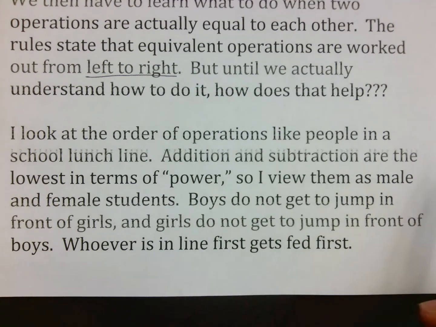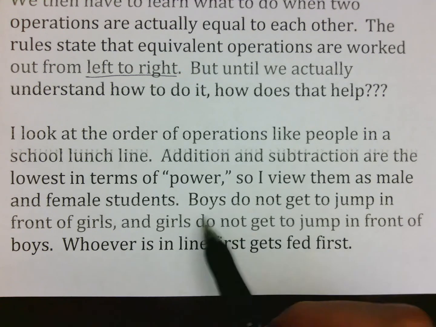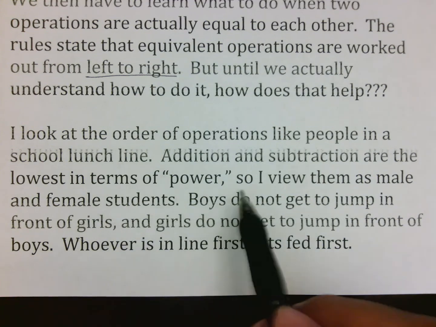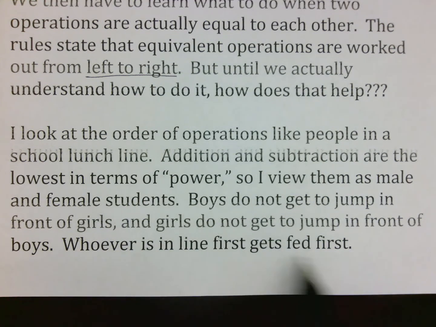Whenever I look at order of operations, I look at it like people in the school lunch line. I view addition and subtraction as the lowest terms in power, so I see them as male and female students. In your lunch line, boys don't get to jump in front of girls. Girls do not get to jump in front of boys. It doesn't matter whether you're a boy or a girl. As a student, whoever is in line first gets fed first, because boys and girls as students are equal in this school. They have equal power. Again, that is how I view addition, subtraction.